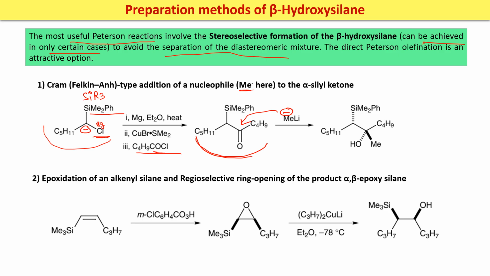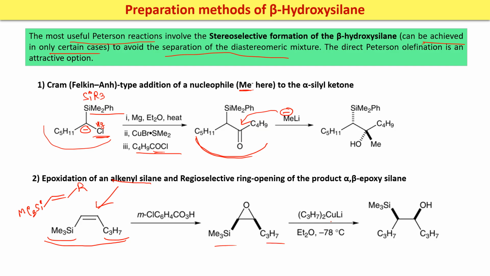Then epoxidation of an alkynyl silane. So this is our alkynyl silane, as you can see, where both the SiMe3 or SiR3 group and the other alkyl group are on the same side. You can also take the reverse one. Suppose you have taken Me3Si double bond, then there is some R group. That is another possibility. In the presence of metachloroperbenzoic acid, we are getting epoxidation where these two groups are on the same side.